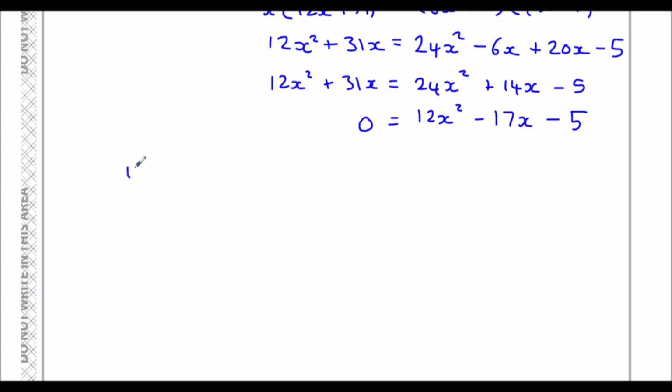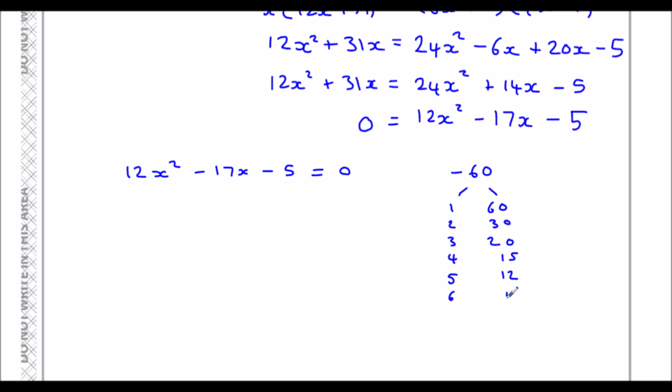I'm going to use one of the methods. So I'm going to do the A times C, so the 12 times the minus 5. A times C is minus 60. And I'm going to look at what multiplies to give me minus 60 and adds to give me 17. So I can do 1 times 60, 2 30s, 3 20s, 4 15s, 5 12s, 6 10s. It's not in the 7 times table, it's not in the 8 times table. And I think that's it.